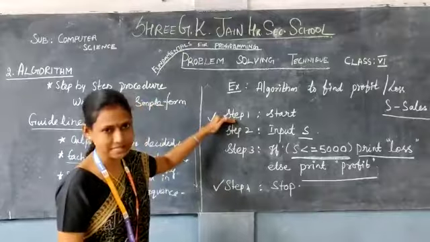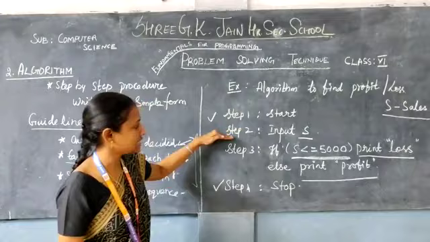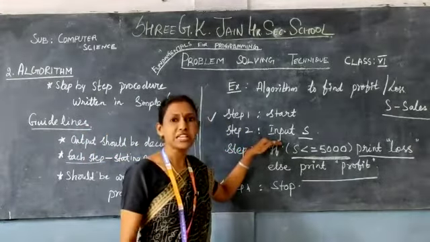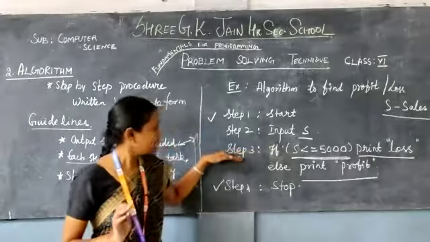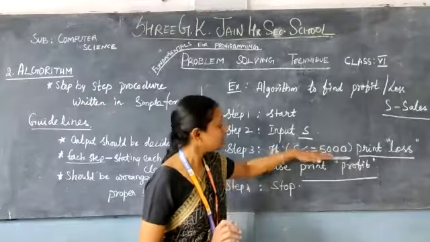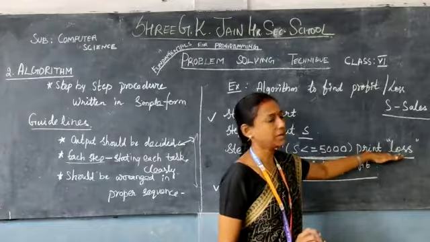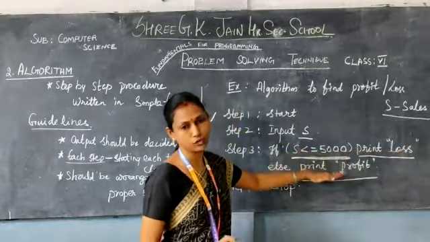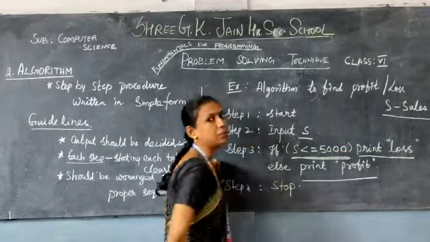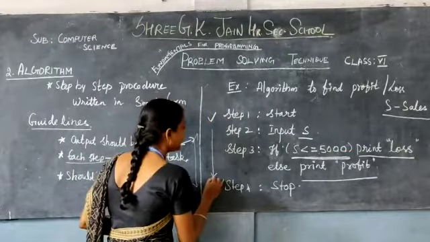So first one is we are starting an algorithm, that specifies start, and step 2, input S, specifies we are getting an input from the user. Next, step 3, we are checking a condition here. If this condition gets true, print loss will be printed. If this condition gets false, this else part, else print profit, will be printed. Okay, this is the manner how to write our algorithm.